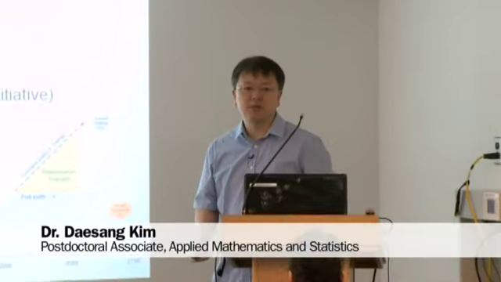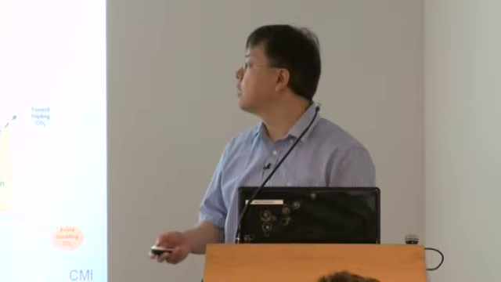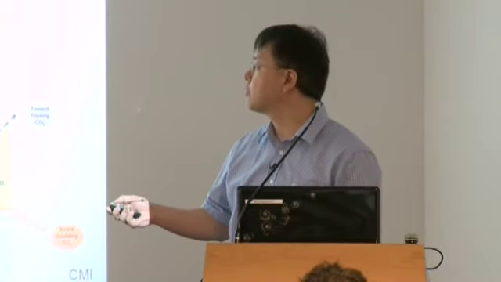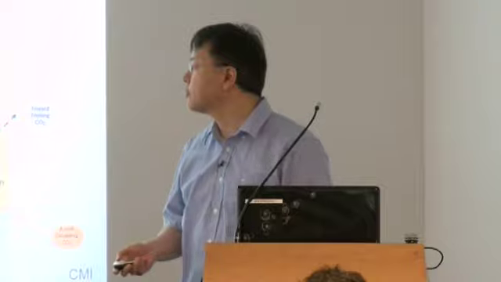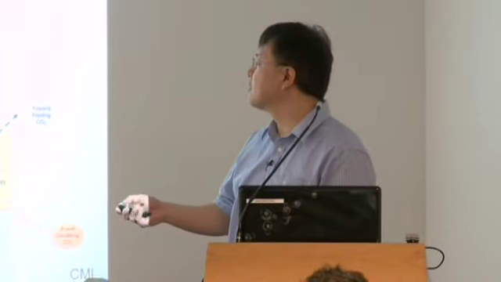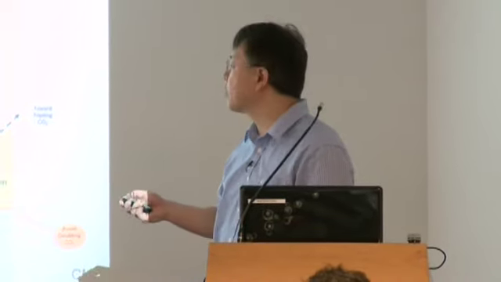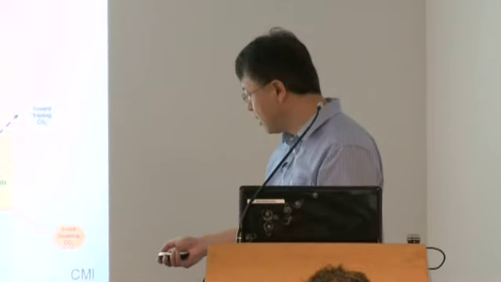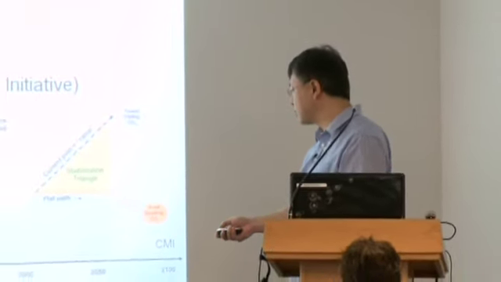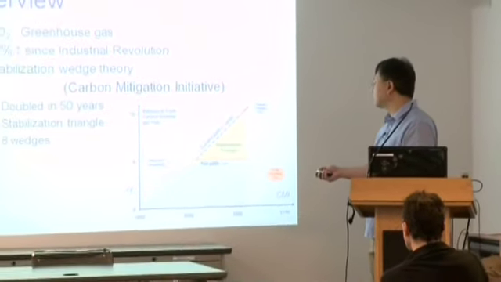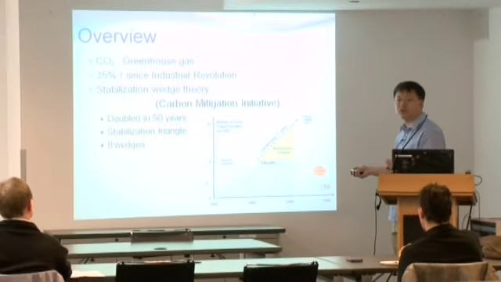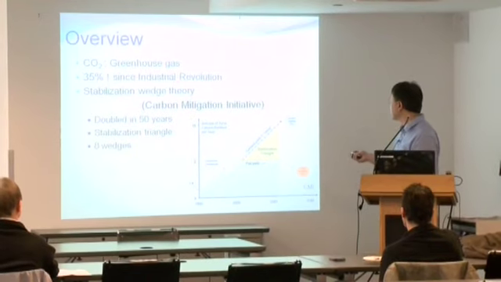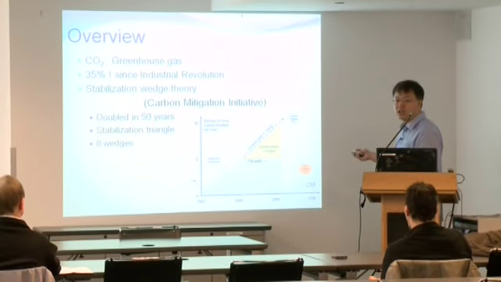Carbon dioxide is the primary greenhouse gas produced by human activities, and the atmospheric concentration of carbon dioxide is increasing. It has increased by 35% since the Industrial Revolution. And there's a very simple stabilization wedge theory about the carbon dioxide problem. The atmospheric carbon dioxide concentration is increasing, and if it increases at the current rate, they estimate it will be doubled in 50 years.